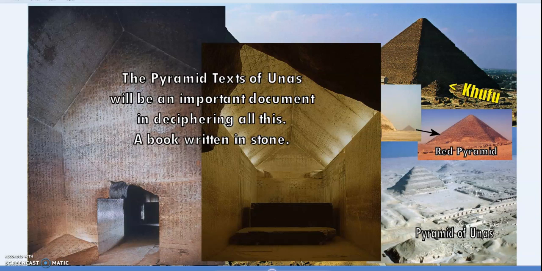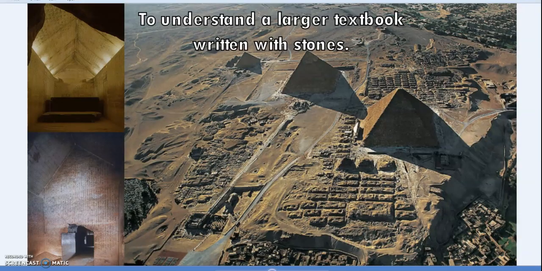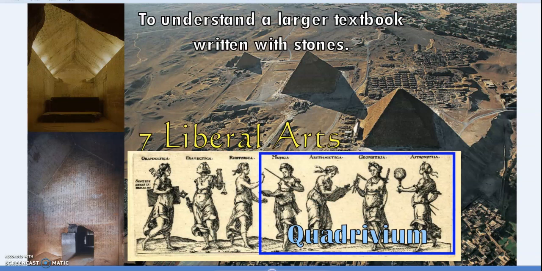So the pyramid text of Unas will be a very important document in deciphering all of this. It is a book written in stone. The pyramid complex at Giza is a larger textbook written with stones, and we'll be able to confirm, measure and test and compare these things. The 7 liberal arts, for instance, were taught in Chartres Cathedral. There are references to it back to ancient Greece. However, as the ancient Greek and Roman writers tell us, they learnt their geometry and their astronomy and their timekeeping from Egypt, and most specifically Heliopolis.